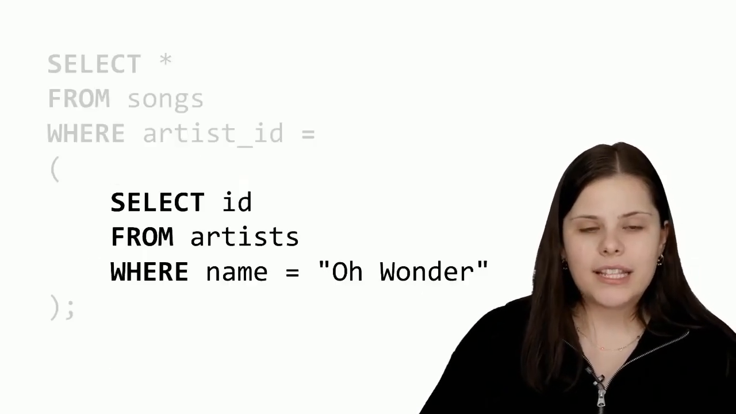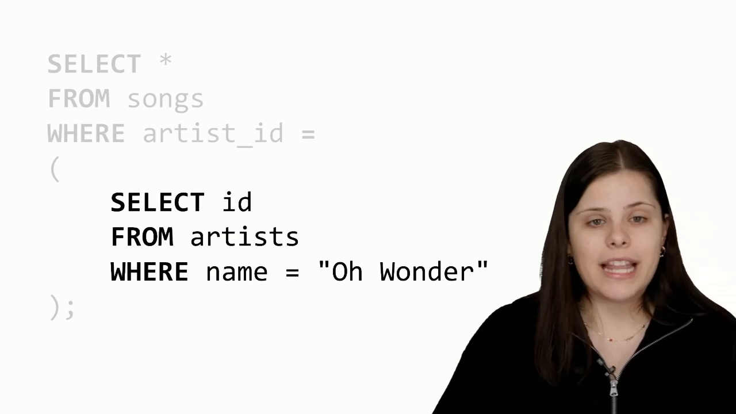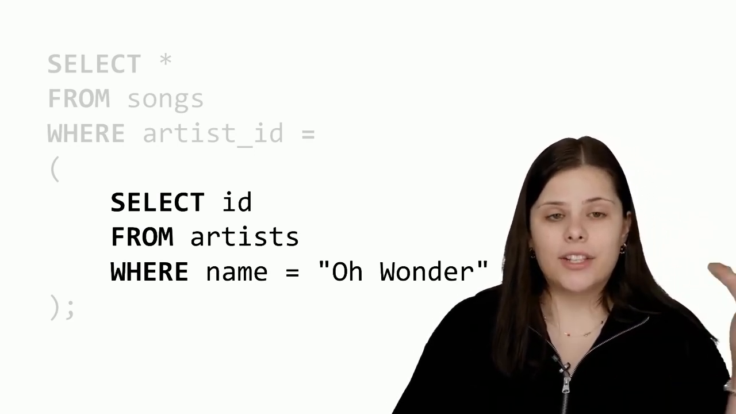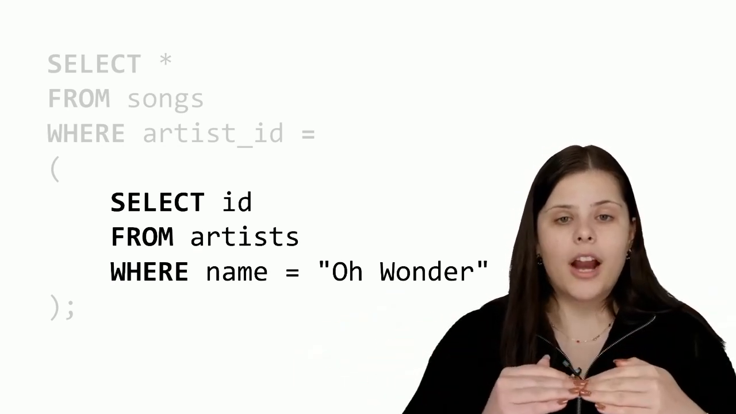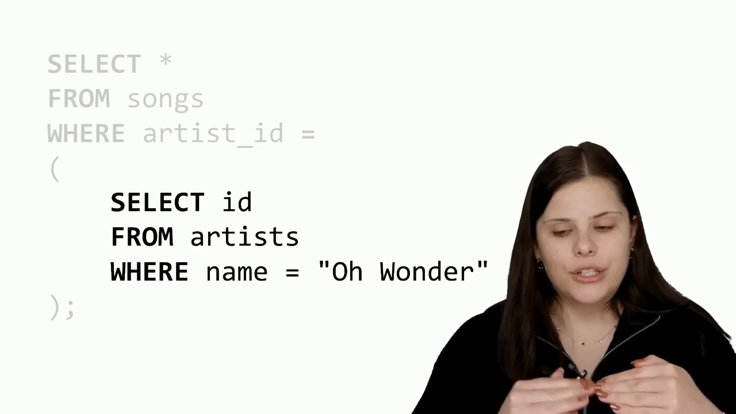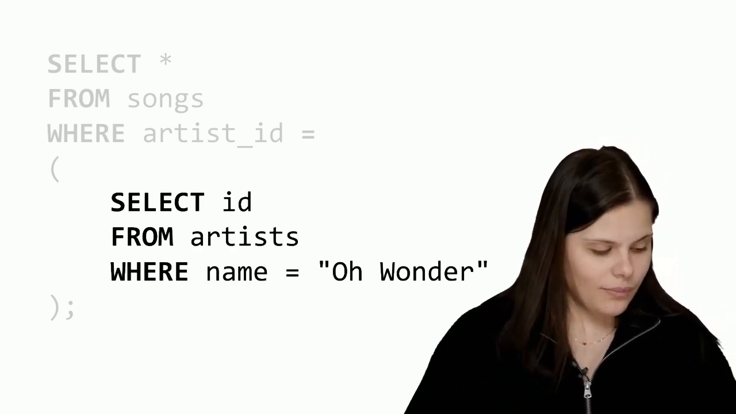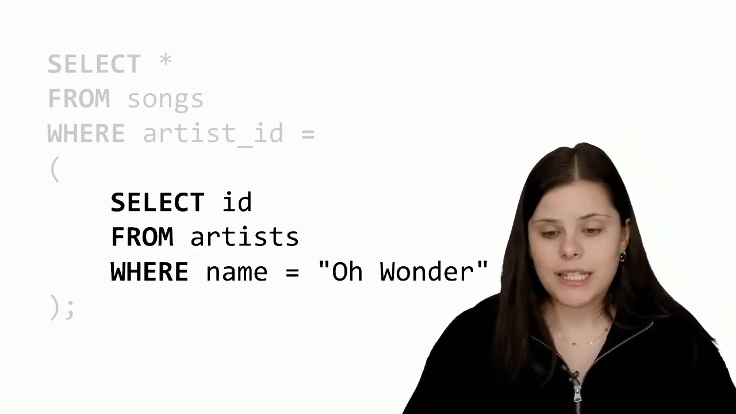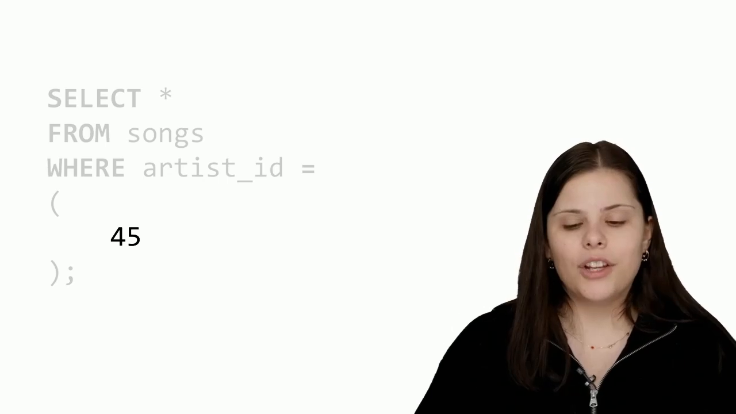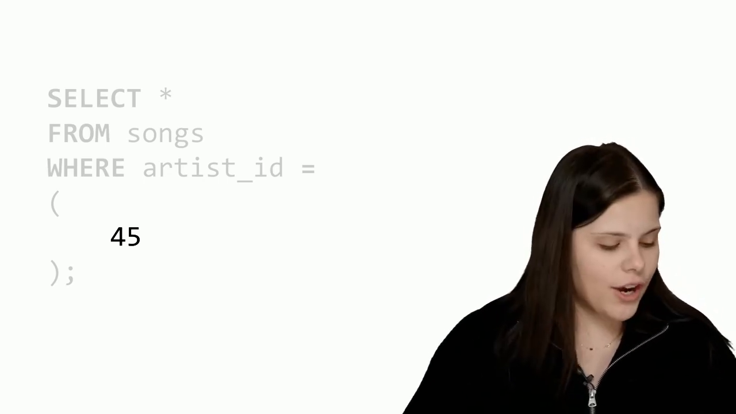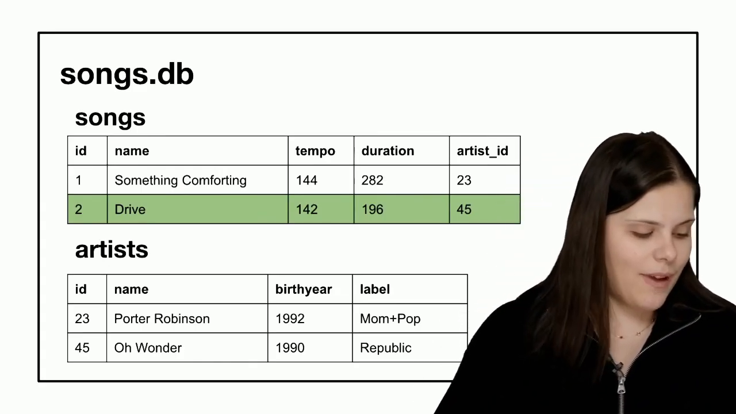I'm really creating these relationships between the two tables by knowing that the artist ID in the songs table and the ID in the artist table is where these two tables connect. So I can use that to write my nested select statements. And yes, it is 45 that we're ultimately looking for, but we're not hard coding that. We're instead writing a query to find that value.